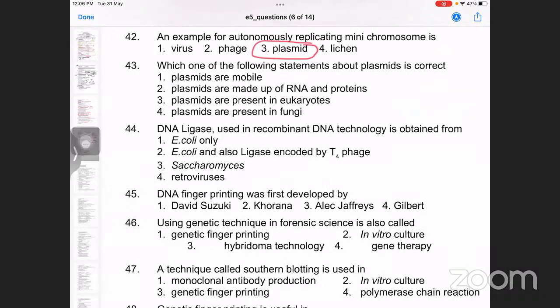Plasmids are mobile. Plasmids are made up of RNA and protein. Plasmids are present in eukaryotes. Plasmids are present in fungi. Plasmids are mobile: they can be carried from one organism to another. In some species, only the plasmid will be transported. For example, we have F plasmids. They help in forming a conjugation tube between two organisms for pseudo-sexual transfer.